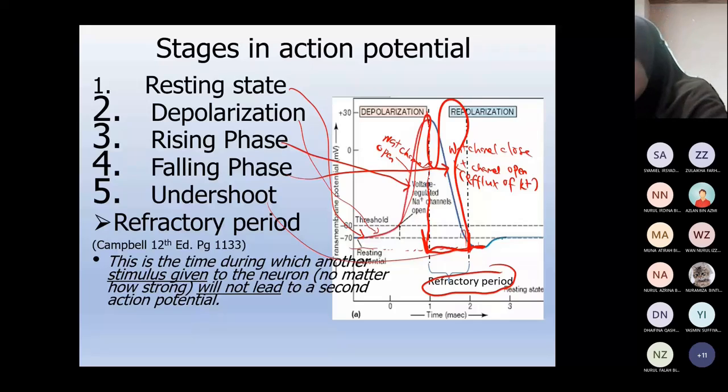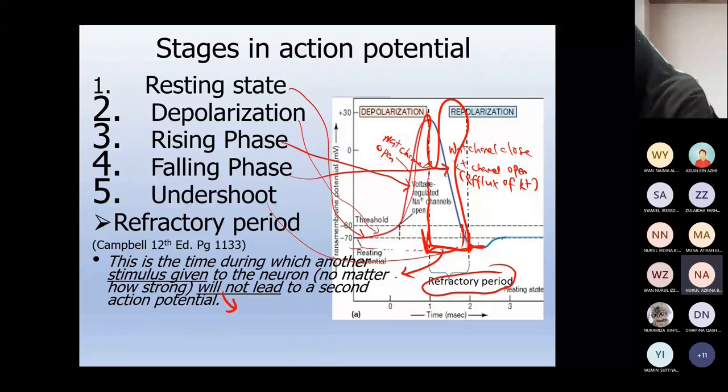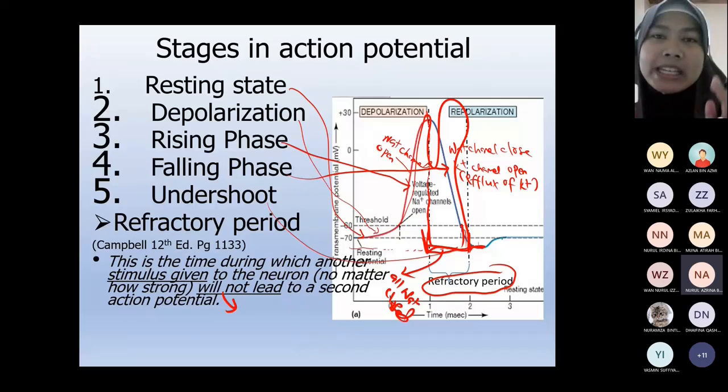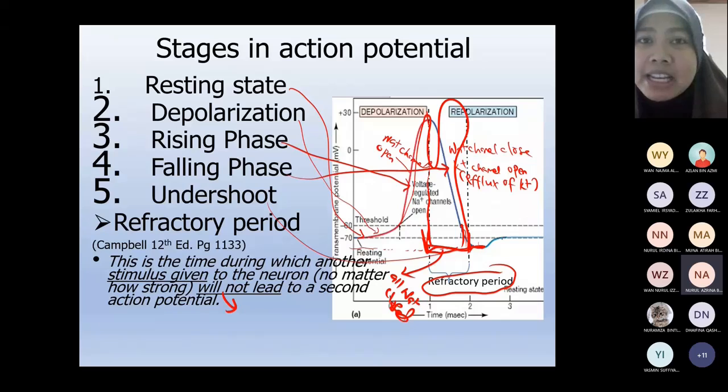Can anyone answer me why no action potential is produced in this refractory period, even though the stimulus is very strong? Remember, during repolarization, during this period, all sodium ion channels are closed. So when all sodium ion channels are closed, how is depolarization able to happen? How is sodium ion going to influx into the axon since the sodium ion channels are closed?